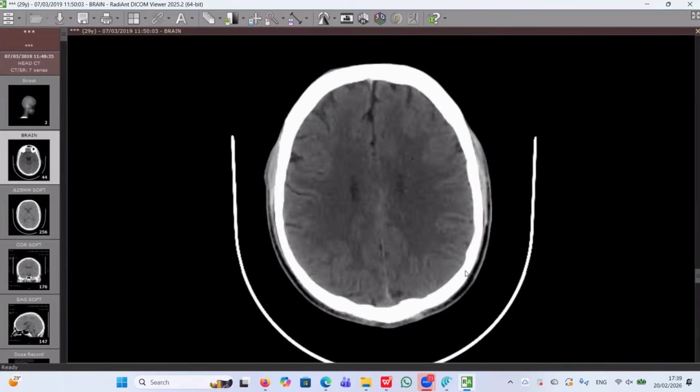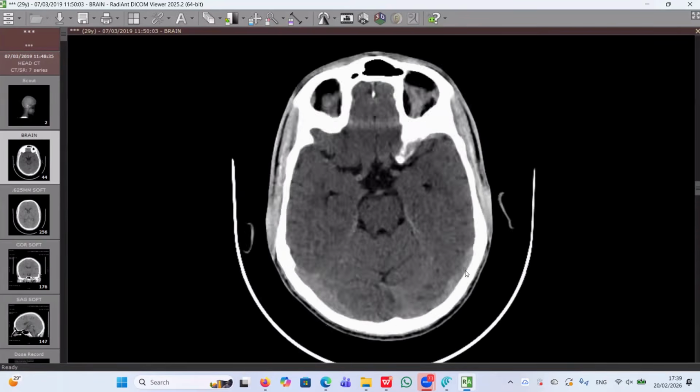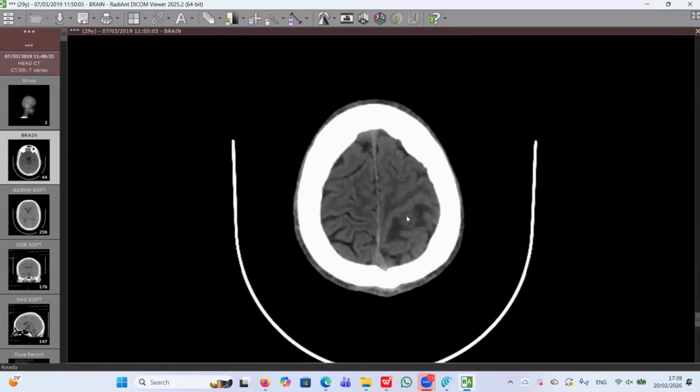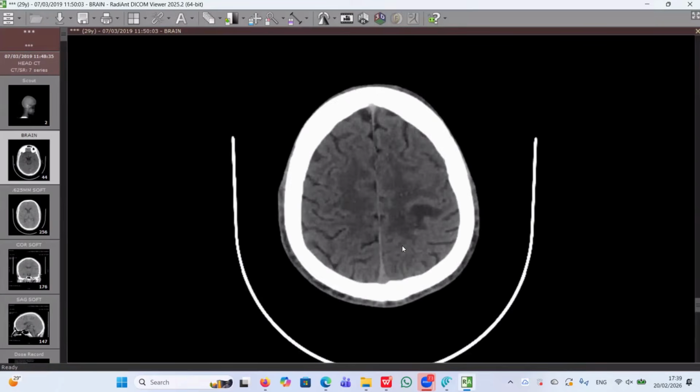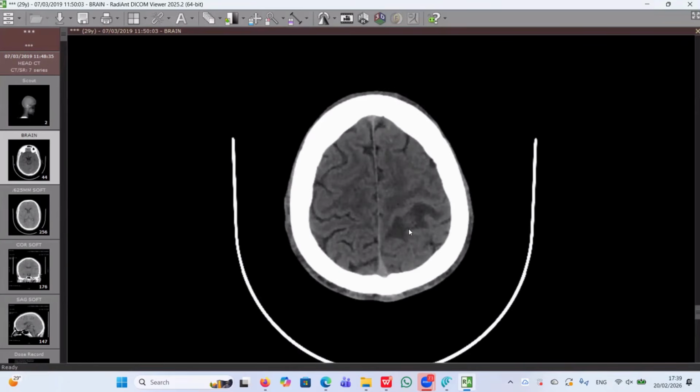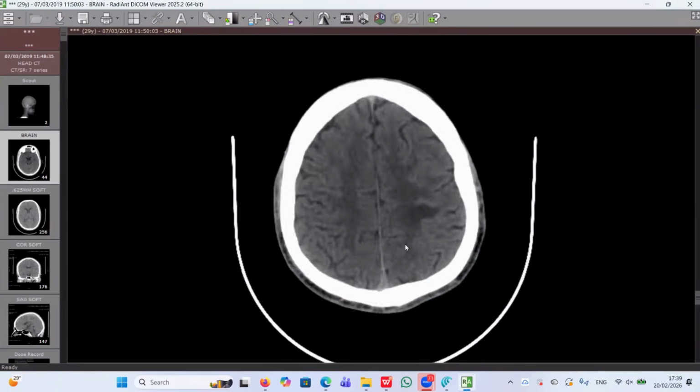It doesn't seem to reach the cortex, mainly in the deep white matter. Very nice. The cortex is almost preserved, mainly in the deep white matter. So this subcortical hypodense area is located in the subcortical region.